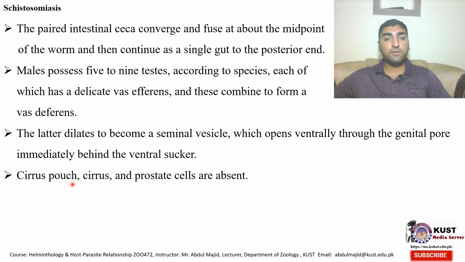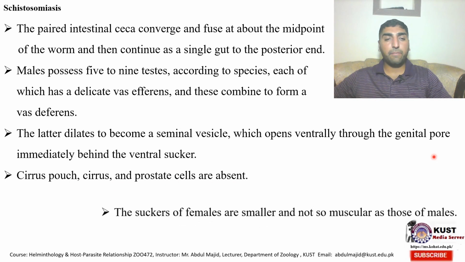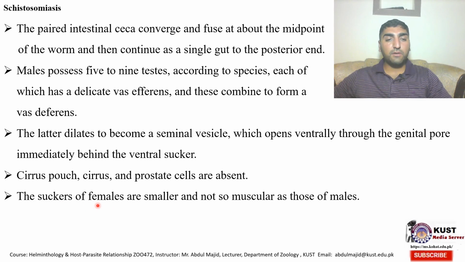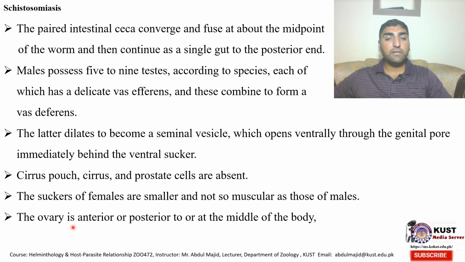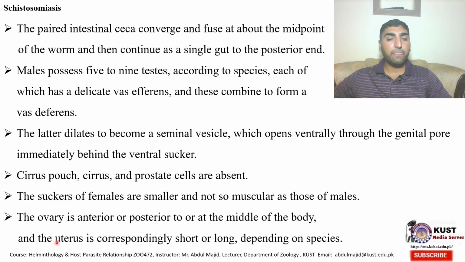The seminal vesicles and prostate glands are absent. The suckers of females are smaller and not so muscular as compared to those of males. The ovary is anterior or posterior to, or at the middle of, the body, and the uterus is correspondingly short or long depending on the species. So we also discussed this in the table of morphological characteristics.